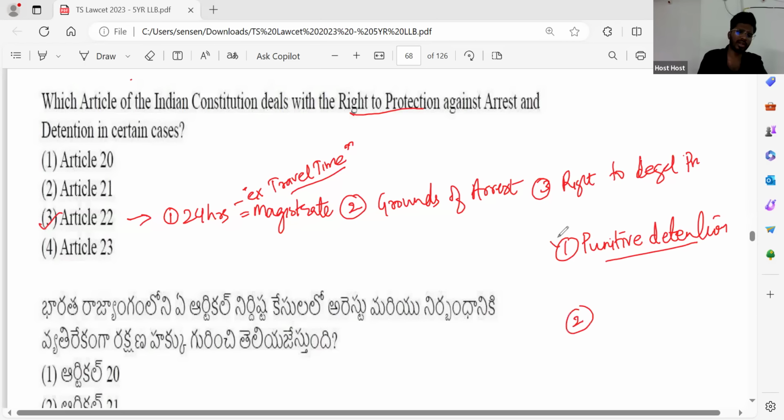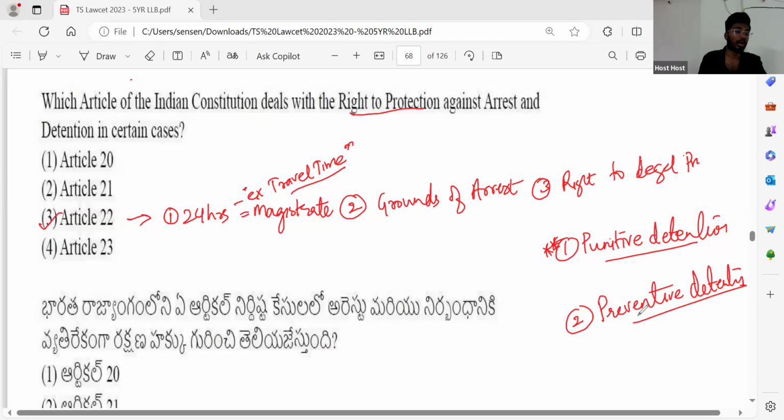This is the general arrest. Generally, when will the police take you to the jail? Only when an allegation is made that you have committed some XYZ thing. Otherwise, they'll not come to you. Second one is known as preventive detention.